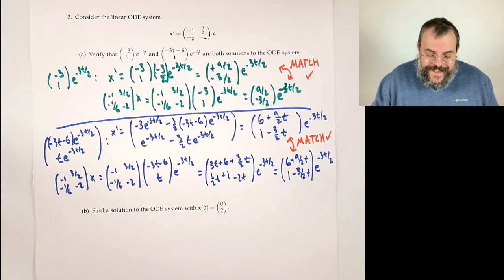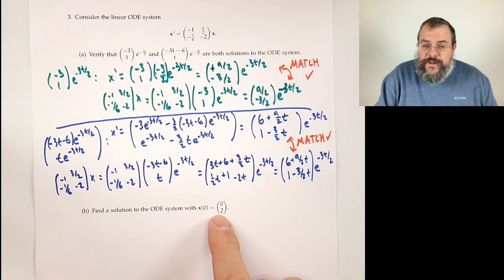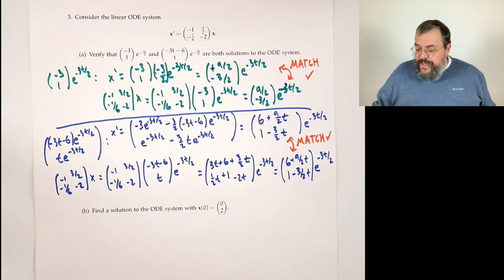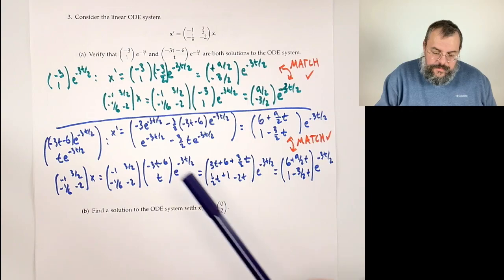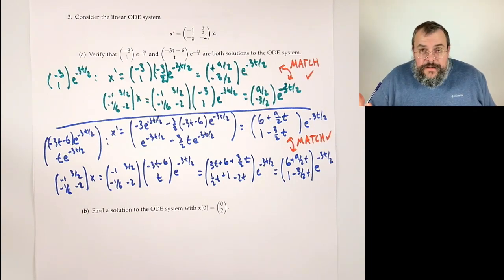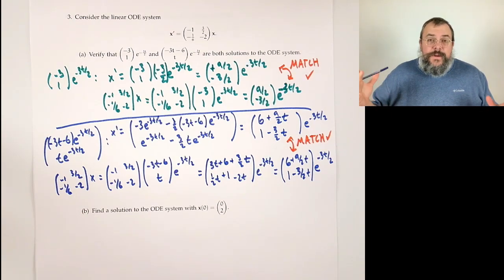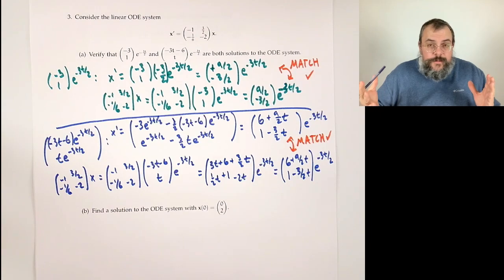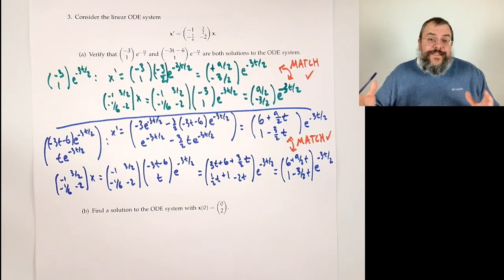Part B. Find a solution to the ODE system with x of 0 equals 0, 2. Well, the thing is that we have these pieces. They're both solutions. So we say, all right, we believe that they should be linearly independent. Now, we haven't proven it. We're not going to, because it doesn't ask us to prove it.